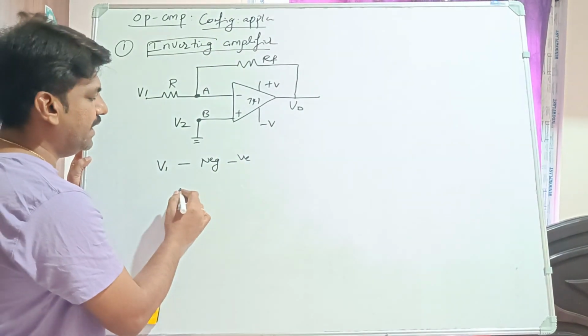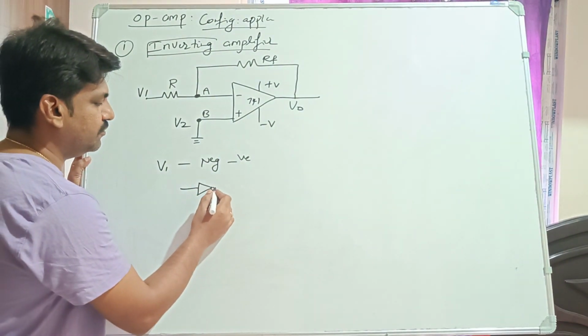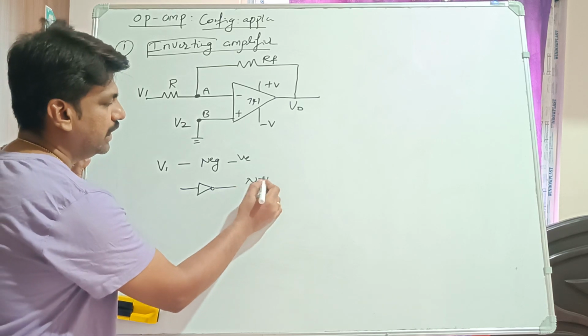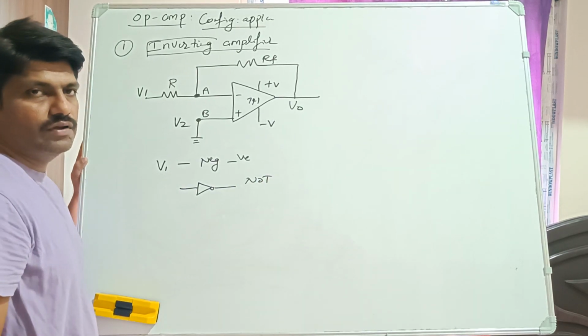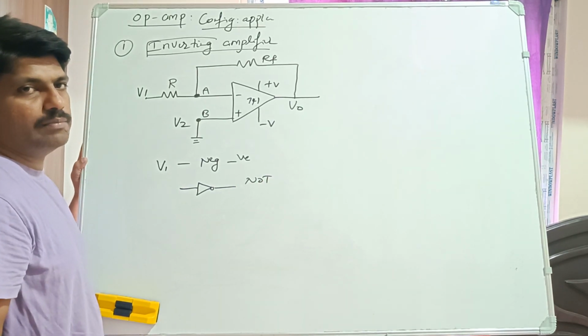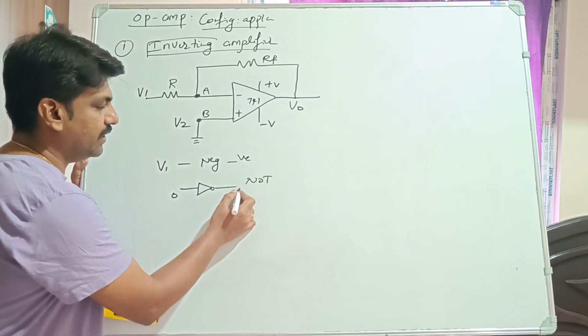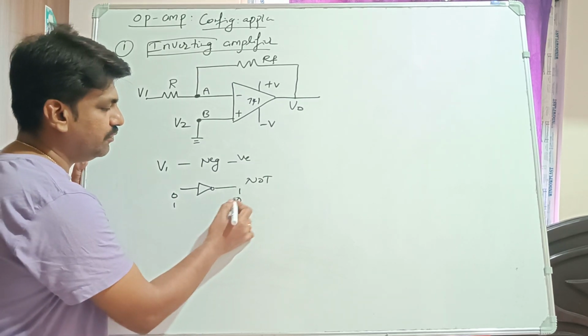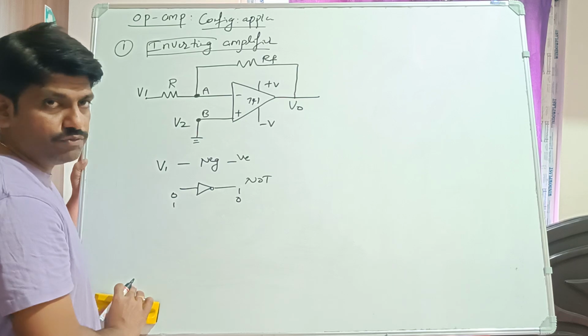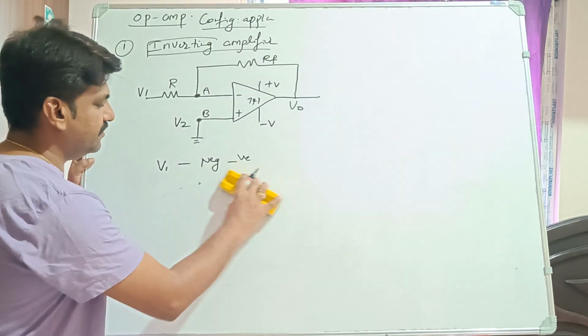It is exactly behaving, like in digital circuits, like what type of gate? Not gate. It may be an MCQ question: inverting amplifier acts as what type of gate? Not gate. If you are giving 0 here, it will give 1. If we are giving 1 here, it will give 0. That is the operation of a not gate, right? Same thing here, but it is an analog case.